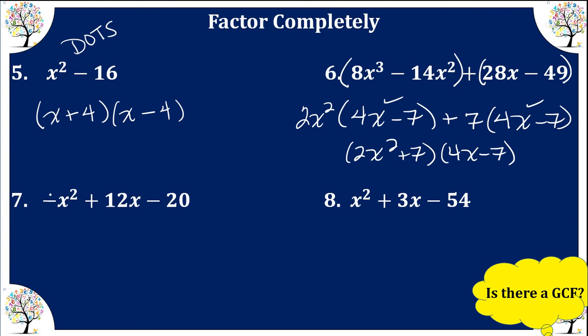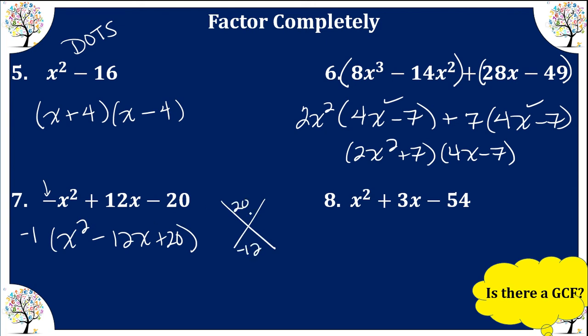On number 7, there is a GCF. We have to factor out this negative 1, and then that leaves us with x squared minus 12x plus 20. So now we have 1 times 20, negative 12. So you're thinking the factors of 20, 2 and 10, 4 and 5, and 2 and 10 is what it's going to be, but they need to be negative. And we have negative, and then we're going to have x minus 2 times x minus 10.